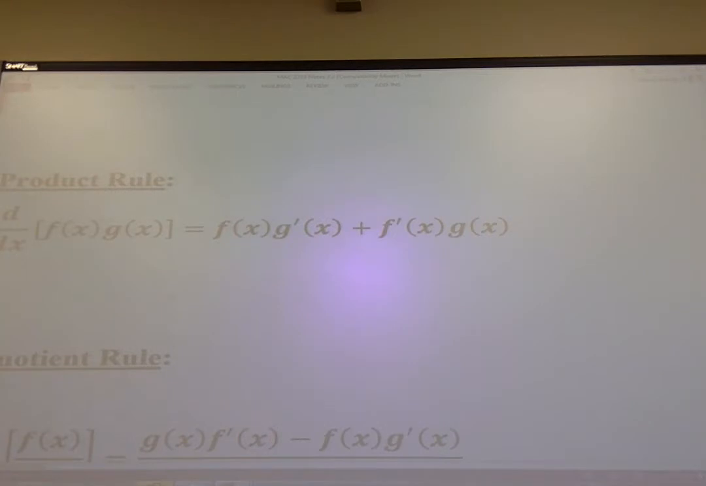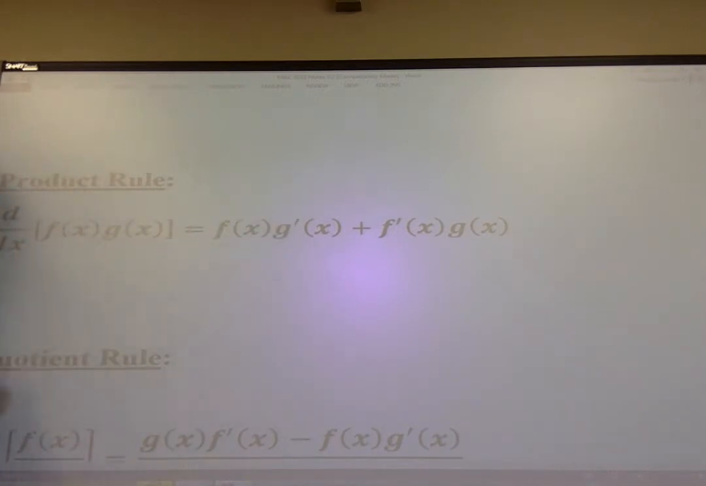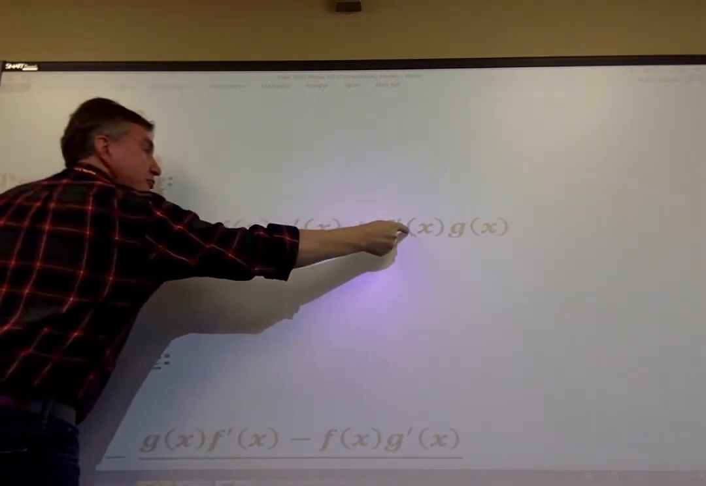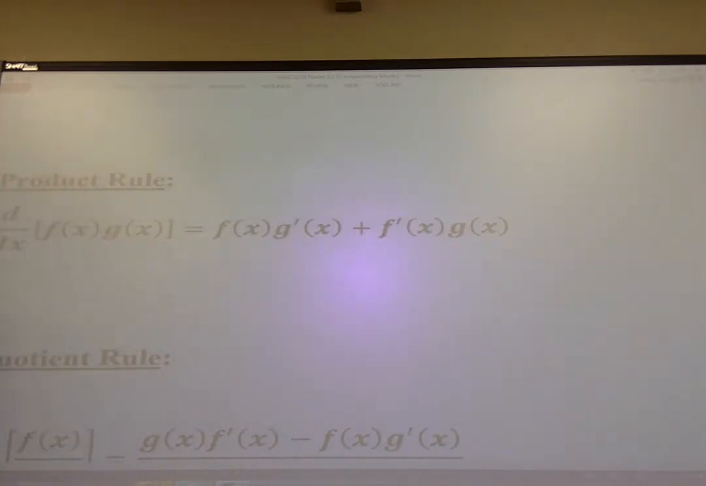If you want to take the derivative of f of x times g of x, this is the way you should remember it. That looks like a lot of notation, doesn't it? All you have to do is take the original first function times the derivative of the second plus the derivative of this first function times the original g of x second function. Does that sound like something you could remember? First times second prime plus first prime times second. And that will give you the derivative of a product of functions.